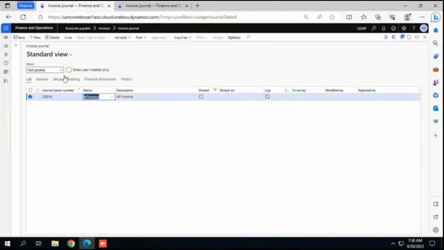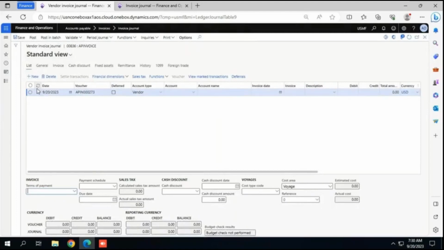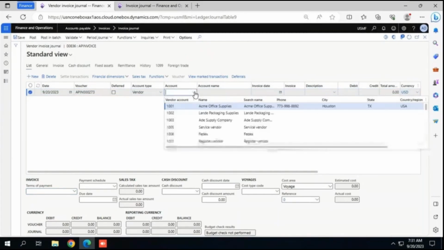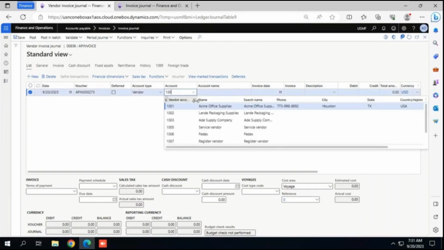Click on the new button. Select the journal name from the drop down, AP invoice. Click on the lines button. Today's date is coming automatically. From where it is coming, you will understand later. And the voucher number is coming automatically. From where it is coming, I will explain later. These are setups and configurations. And I am selecting the vendor account.